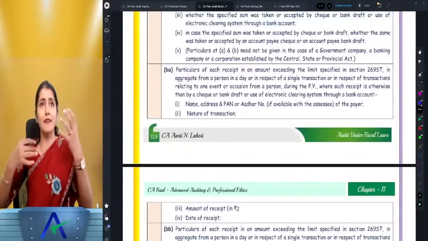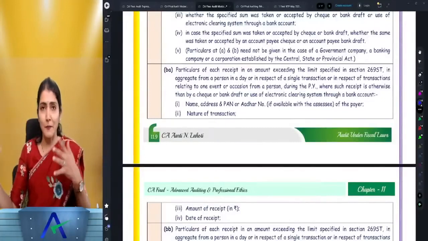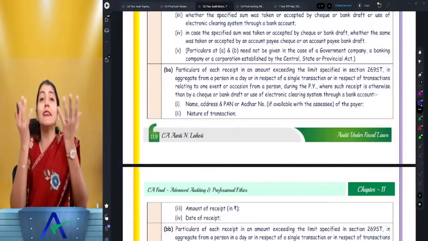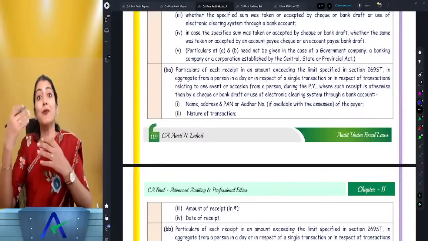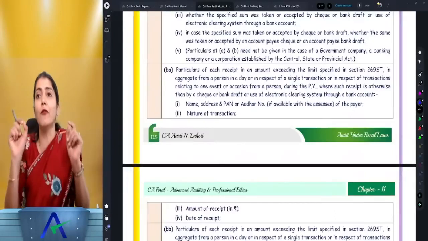Say there is an event management company and flower decoration and light decoration has been done and they have received 4 lakh rupees in cash. You say, oh my God, receipts in cash, and of more than 2 lakh in cash. So the reporting will come under 31BA of Form 3CD.